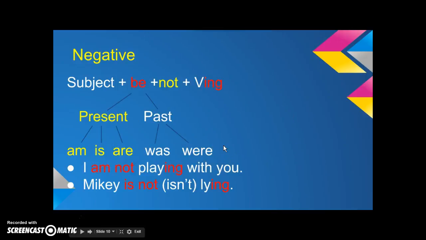Now we move to negation, negative sentences. How do we use the present progressive as a negative sentence? We have the formula that we saw at the beginning of the slideshow: the subject, the verb be, and the main verb with the ing. Between the be and the verb with the ing, we just add not. Very simple. So, for example, I am not playing with you. If it was a positive sentence, I would have said, I am playing with you. Negative sentence, I just add the negation word not. Mickey is not, or in short, isn't, lying.